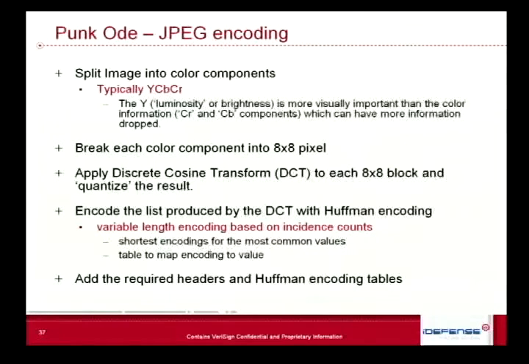So basically, after you've broken them apart into the color components, you break each of those images into a series of 8x8 pixel blocks. Then, on each of those blocks, you apply what's called the discrete cosine transform, and then you do what's called quantizing the results. You end up with a list, which is then Huffman encoded, which gives you some of the compression that JPEG does. Then you add the required headers and the Huffman encoding tables, and you've got your JPEG.